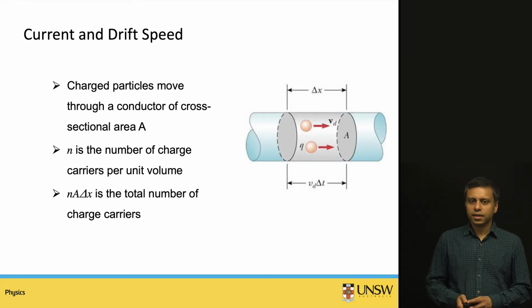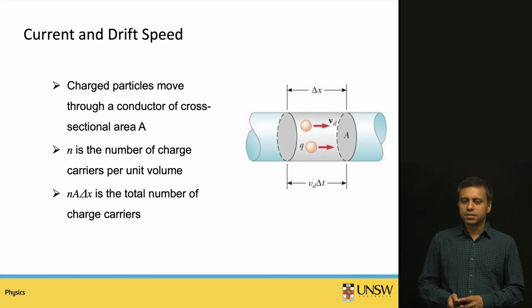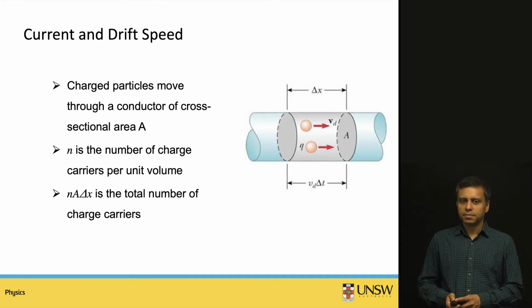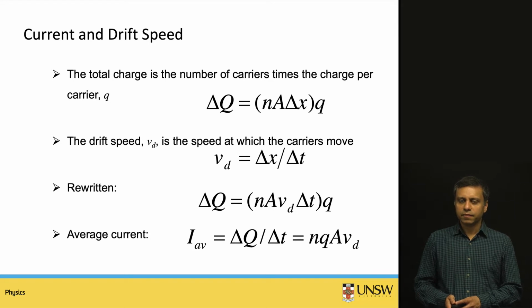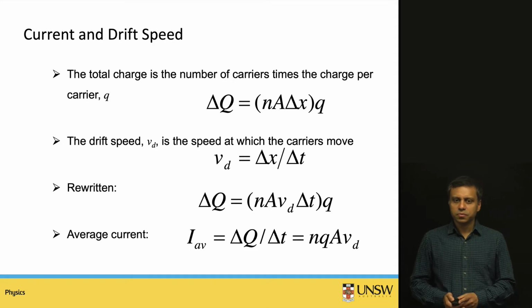So the number of charge carriers per unit volume is assumed to be n here, and then what is the volume of this cross-sectional area that is shown in gray? This is given by delta x times A. So the total number of charge carriers that are flowing in a time interval delta t is given by n times A times delta x. Now what is the total number of charges flowing? So you have to multiply this number of carriers by the charge of each carrier, which is given by q.